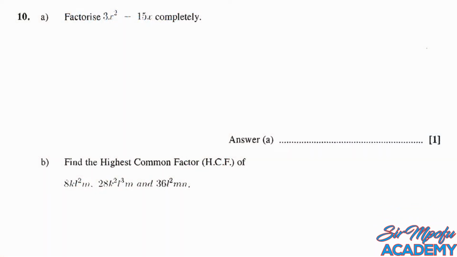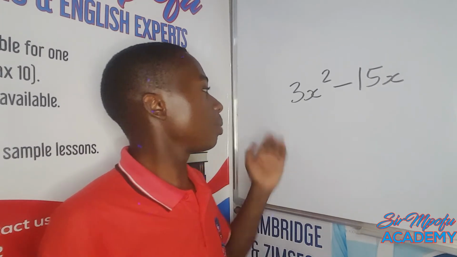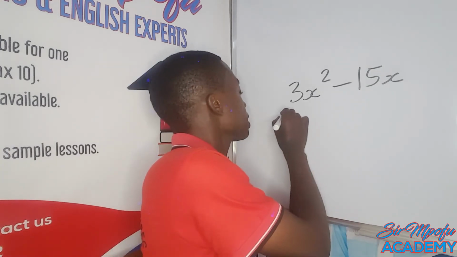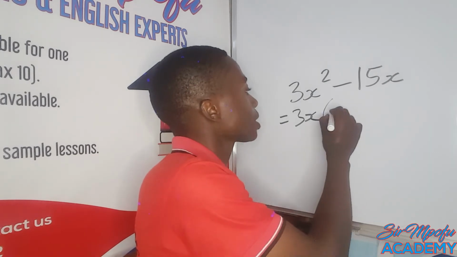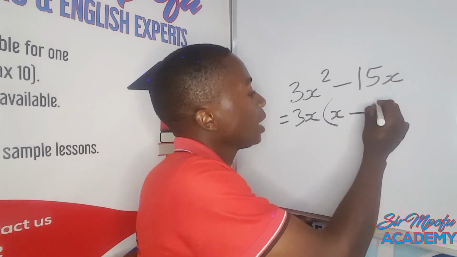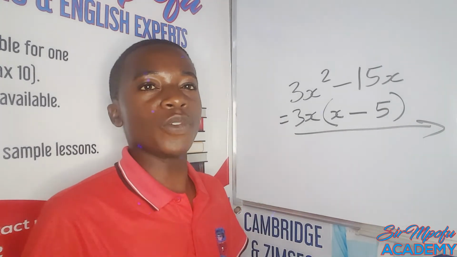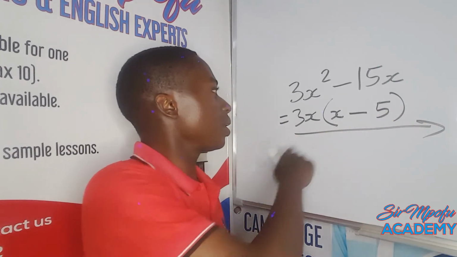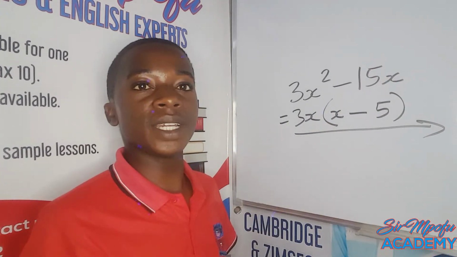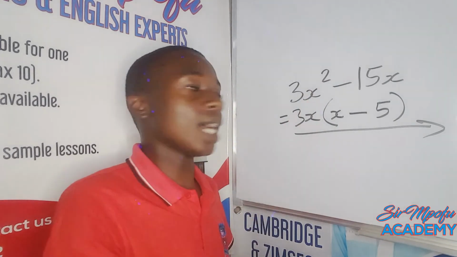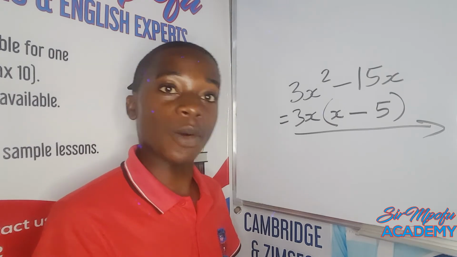Factorize completely. It's very simple to factorize a number like this. We just remove the common factors. Remember, to factorize is to take out common factors, which will be the highest common factor. In this case, that's 3x. If we remove 3x here, we remain with x minus 5. That will be our final answer. We have factorized completely. If you want to prove it, if you expand it, 3x times x, that's 3x squared. 3x times negative 5, that's minus 15x. If you expand it, you get back there. So we just removed the highest common factor, 3x. I hope that you understand it.